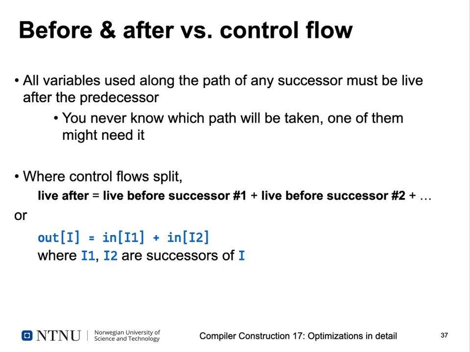So when we have a situation where our control flow splits, then the live after set can be calculated as the live before set of successor number 1, and we add to this the live before set of successor number 2, plus possibly any further successors we might have in our control flow graph. For example, for a switch statement, we might have more than 2 successors. Or we can formulate it in a more formal way here. The outset of I is the inset of the first successor, and we add to this set the inset of the second successor, where I1 and I2 here are successors of the instruction I we're currently looking at.